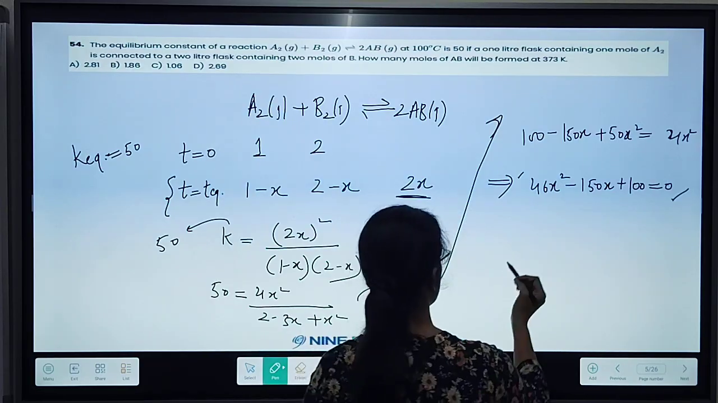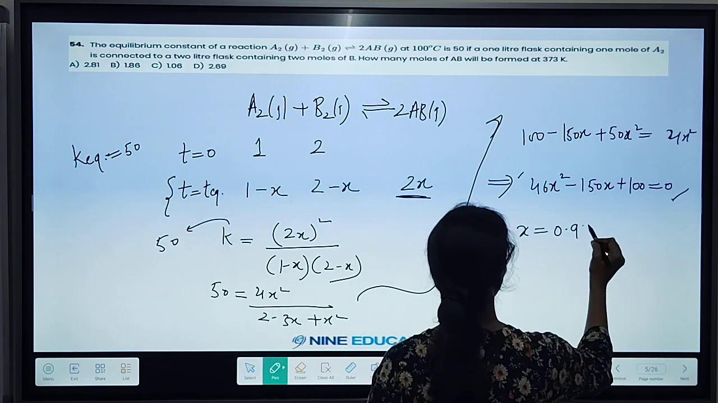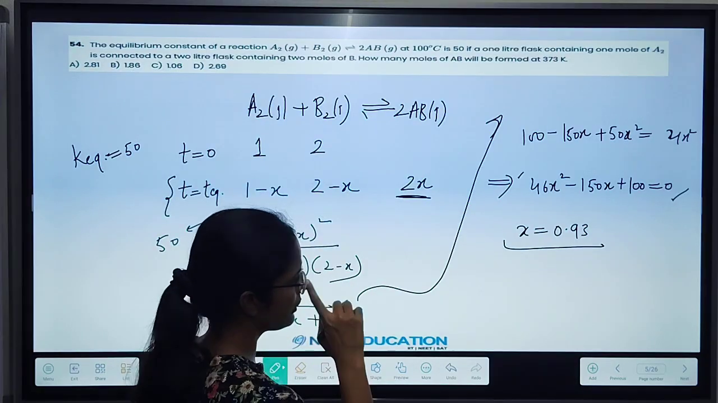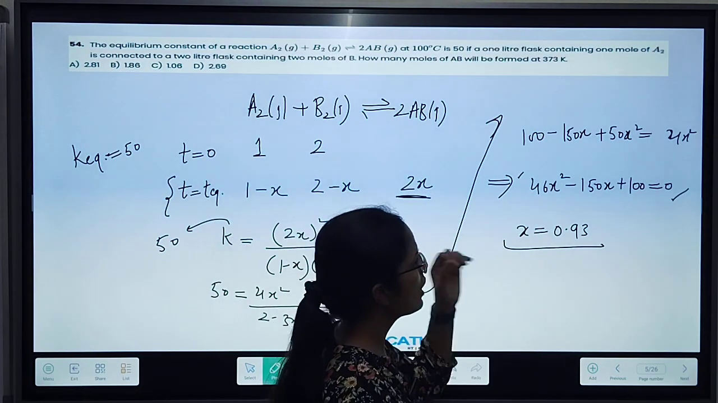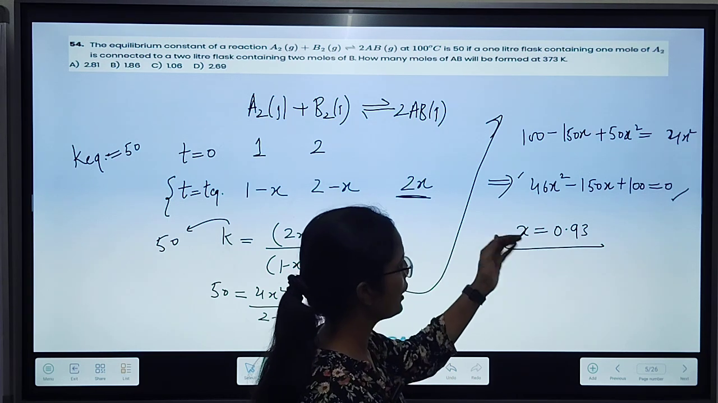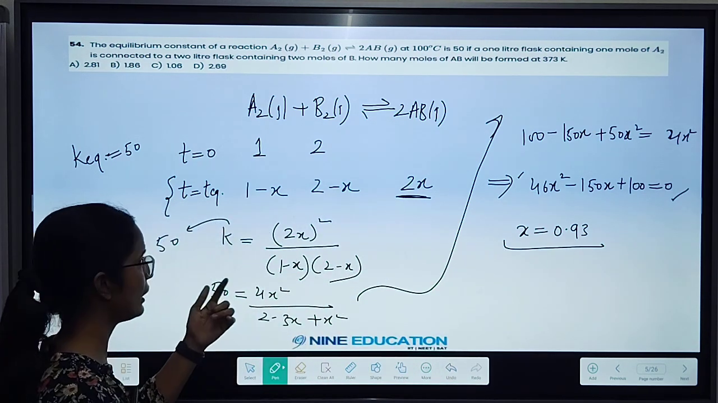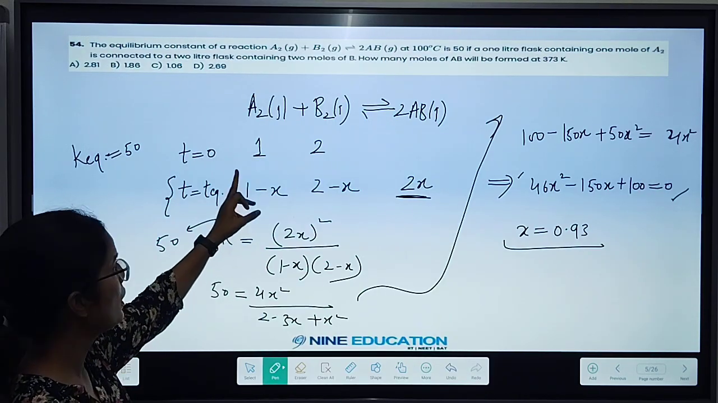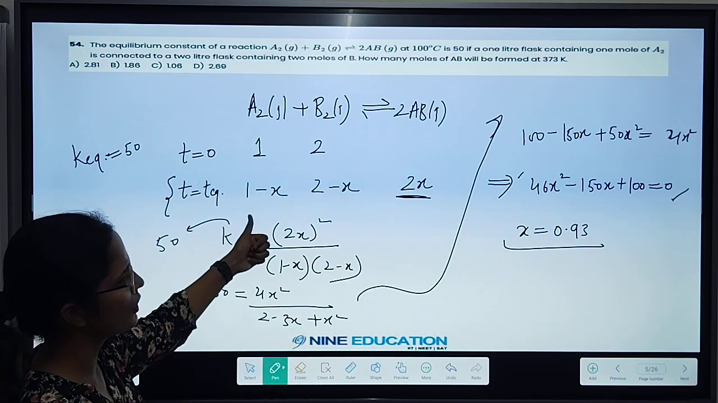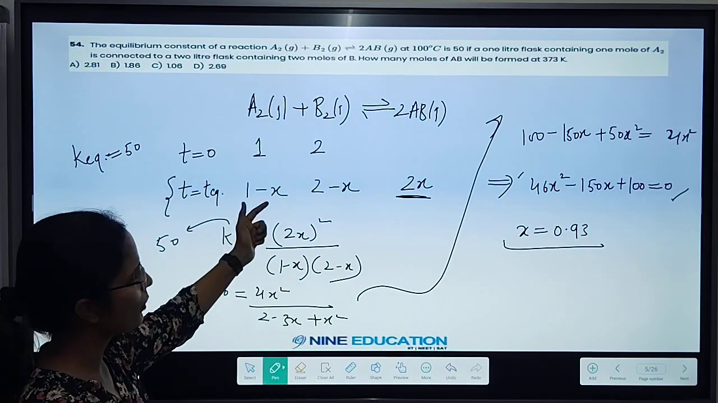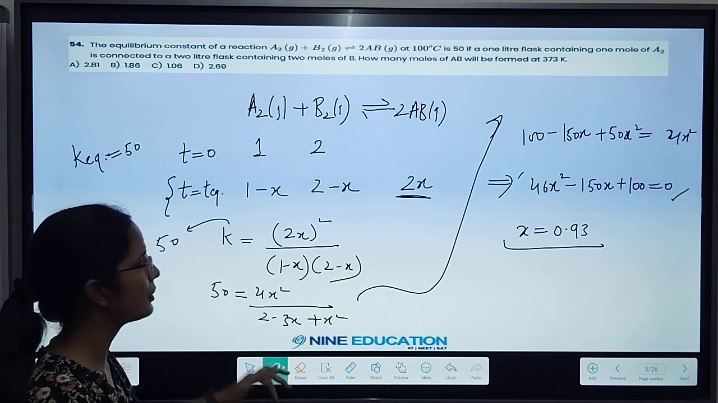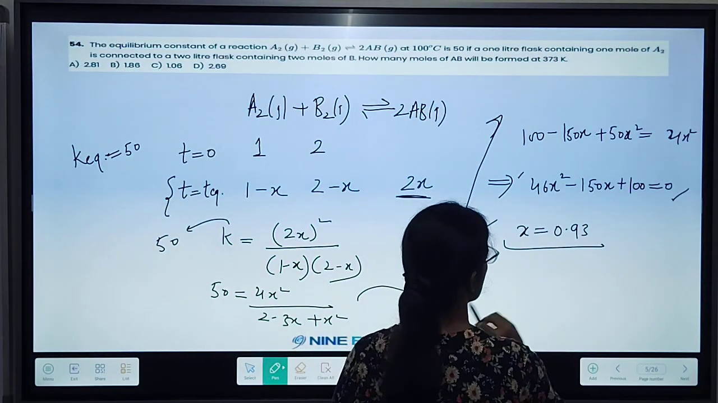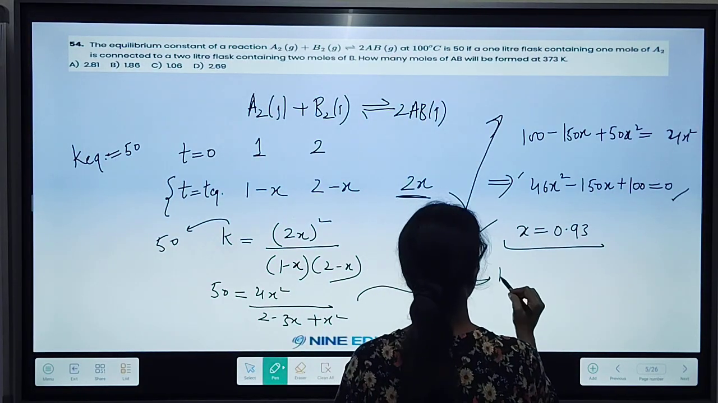Okay, the one value of x which will be coming here is 0.93, approximately 0.934, and the second value you will see will be greater than 2, right? Now we need to understand which value we'll be taking here, because ultimately we are starting with 1 mole of A2, so x is the number of moles of A2 which has been dissociated, so it cannot exceed 2 here. So we take x is equal to 0.93.